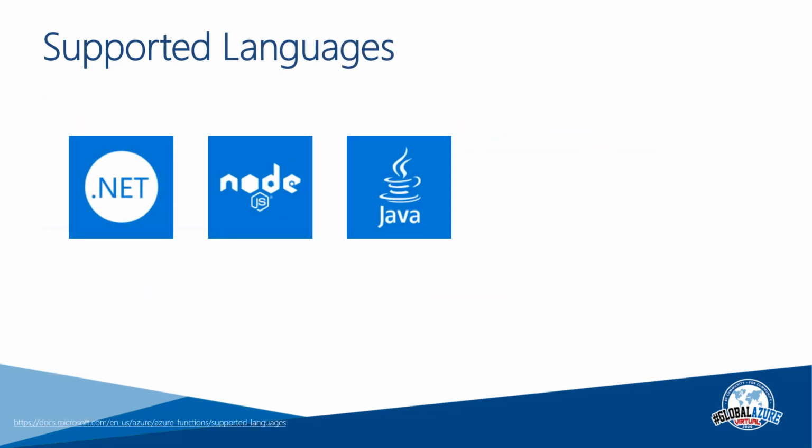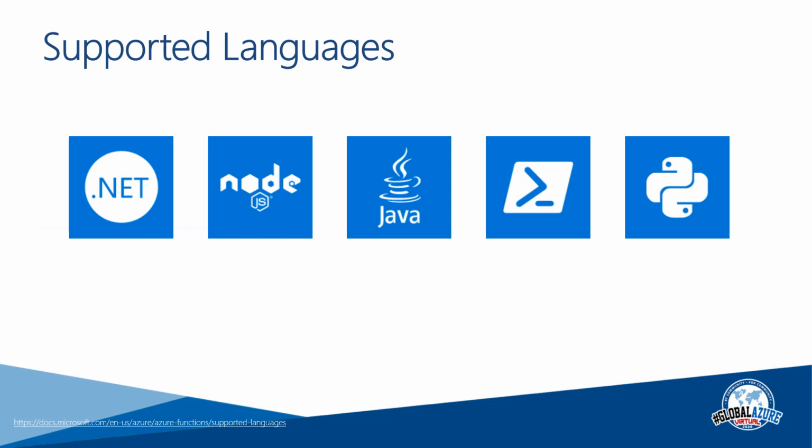So we've talked about the triggers and bindings. Now let's talk about the supported languages. Azure Functions can be developed in any of these languages. To start off, for .NET, there's support for both C# and F#. In Node, there's JavaScript and TypeScript. For Java, you can use Maven and Gradle, and I think this is Java version 8. For PowerShell, this is PowerShell Core, and for Python, there's support for 3.6 up to 3.8.